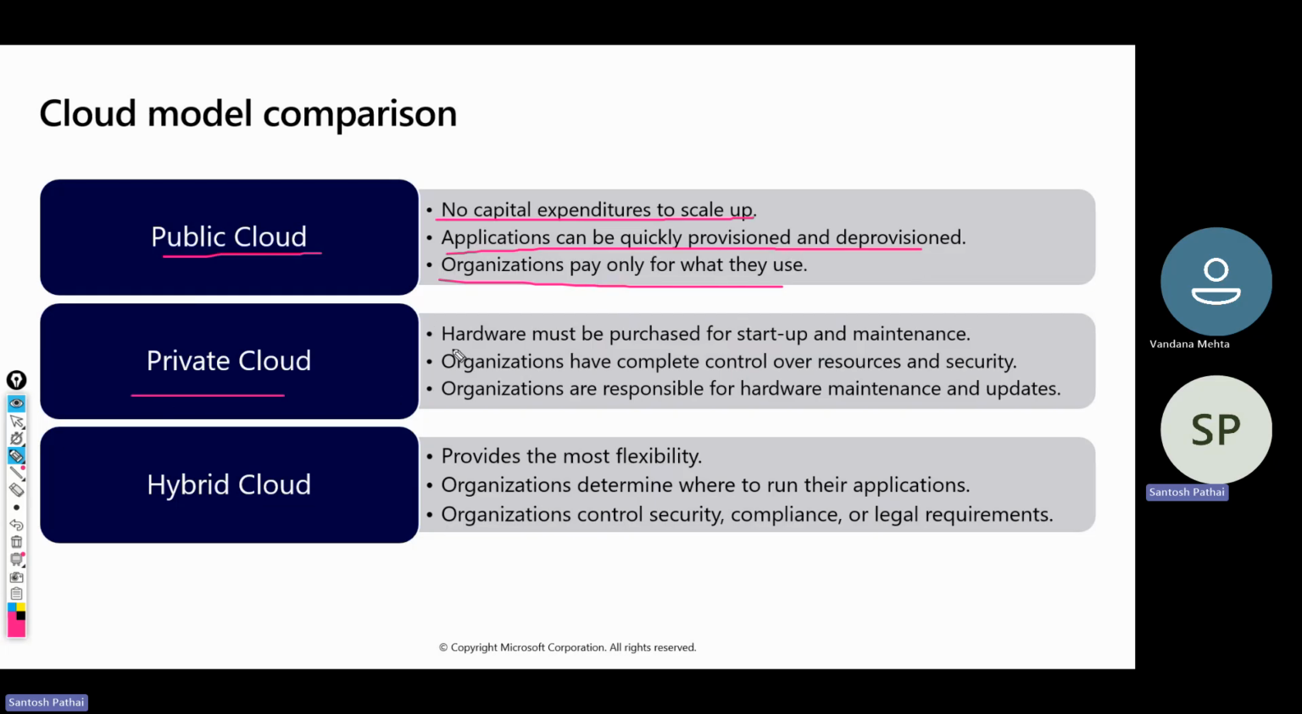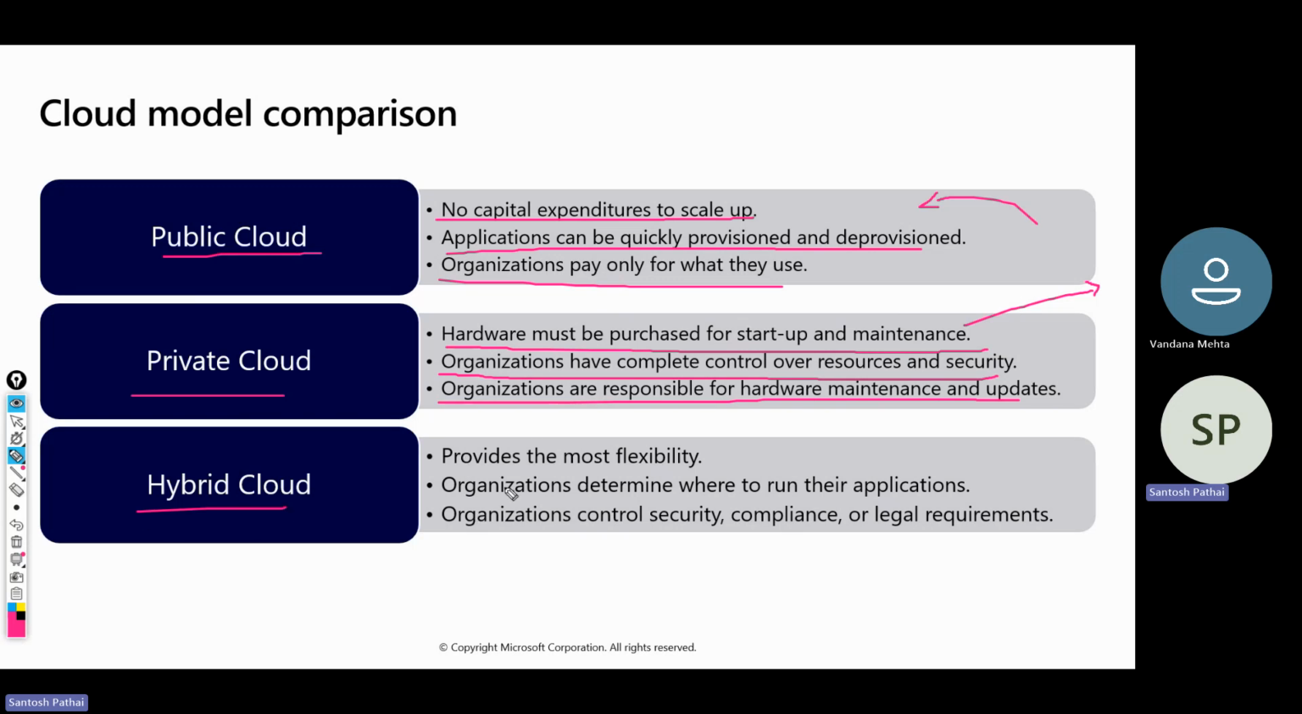With a private cloud, hardware must be purchased for startup and maintenance, so an upfront investment is needed. Organizations have complete control over resources and security, and organizations are responsible for hardware maintenance and updates. Whereas in the public cloud, the service provider is responsible for hardware maintenance and updates.